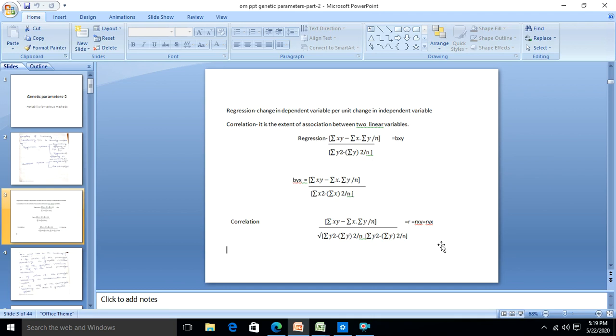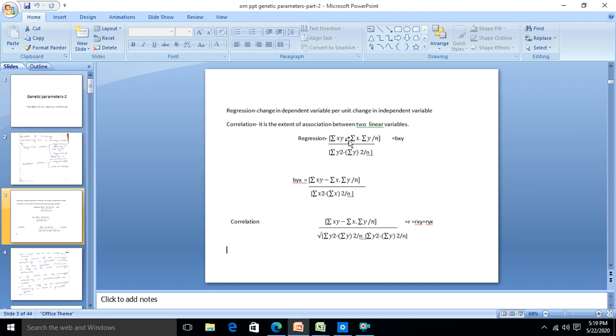And while in case of correlation coefficient, it does not tell how much x depends on y or how much y depends on x. In a nutshell, it is just telling you the extent of relationship between x and y, two linear variables. So correlation is just one, and rxy is equal to ryx. They have no meaning, this subscript. That's why it is simply written as r.